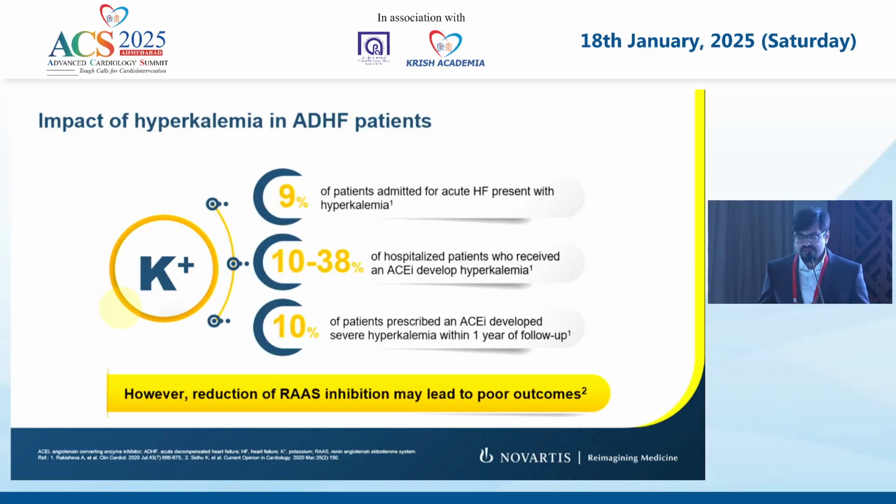10 to 38% of hospitalized patients who received an ACE inhibitor develop hyperkalemia. With MR antagonism plus ACE inhibition, nearly 40% will have hyperkalemia, and 10% of patients prescribed an ACE inhibitor developed severe hyperkalemia within 1 year of follow-up. So we have to keep a regular check on the potassium levels, not only during the admission but during follow-up also.